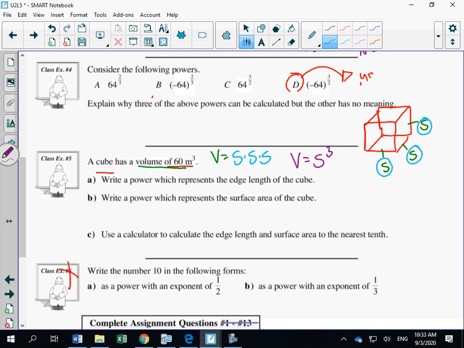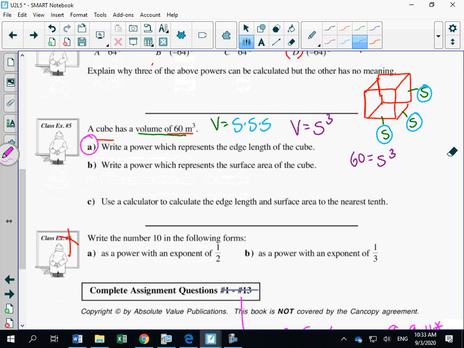Then what they tell us is they actually give us what V is. So I'm going to take out V and put in 60. So 60 is equal to S cubed. And what A says is write a power which represents the edge length of a cube. So they want to know, what is S equal to? Here I have S, and I need to isolate S to get the side length.